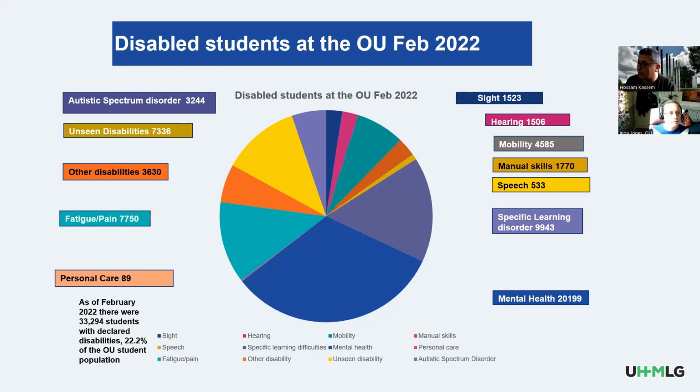We try to help as many people as possible, but it just gives you an idea of the range of disabilities we have here. And sight and hearing are the smallest numbers we have at the Open University. There are other disabilities: mobility issues, learning difficulties, and mental health are our biggest.